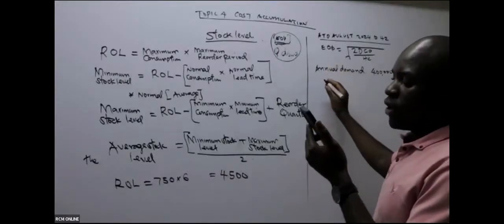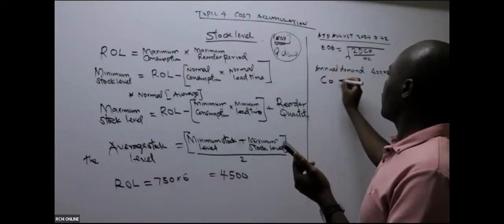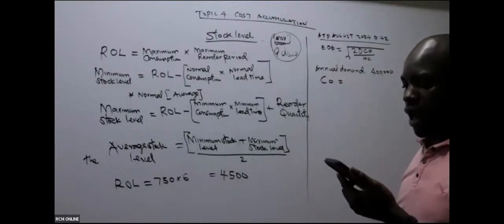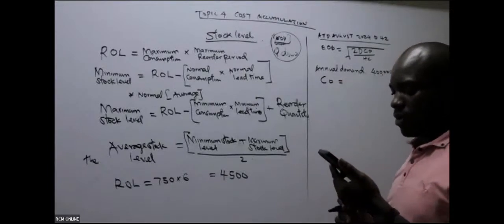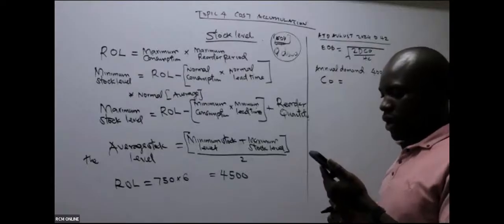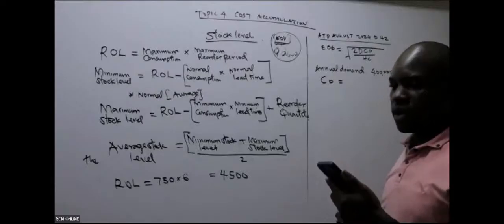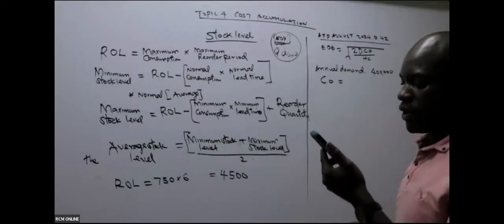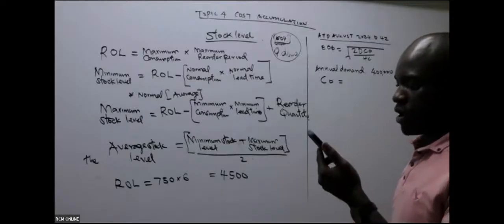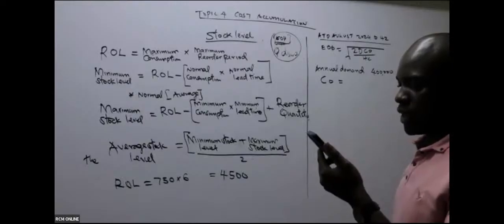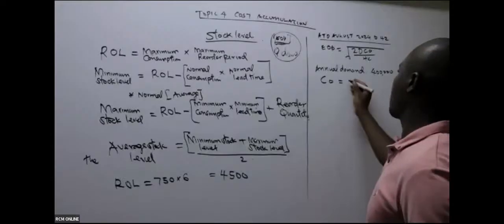Do we have ordering cost? Do we have ordering cost per unit? I mean per order, ordering cost. Are we having that in the question? If yes, how much is it? So we are told that the cost of placing an order for the item is 600 shillings.